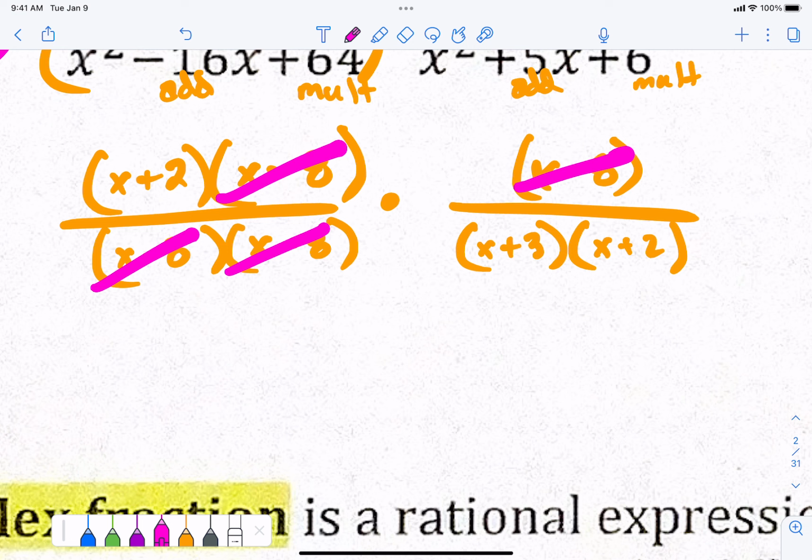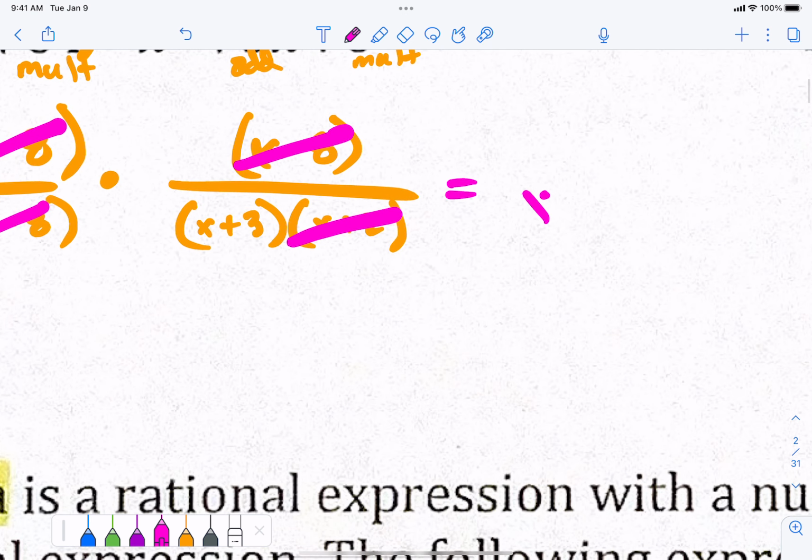So if there was only 3, it could only cancel 2. If there was three, you would have only one on the top and one on the bottom. If you have a third one, you can't cancel it. But you can cancel everything else. X plus 2 cancels also. So all that I'm left with is X plus 3.